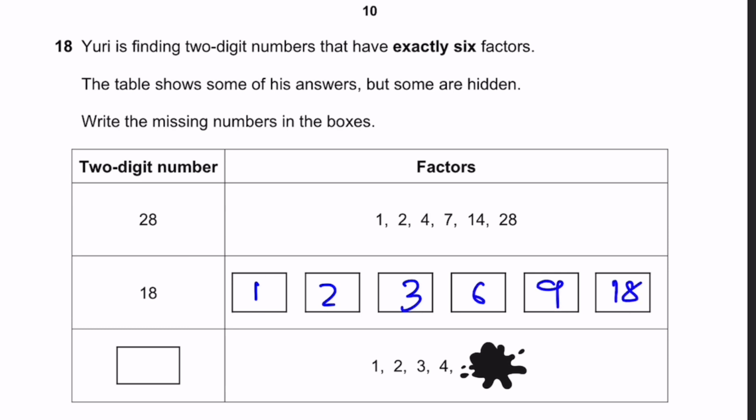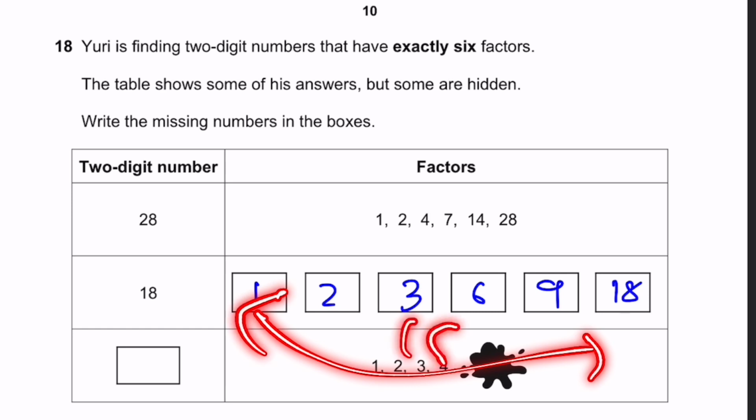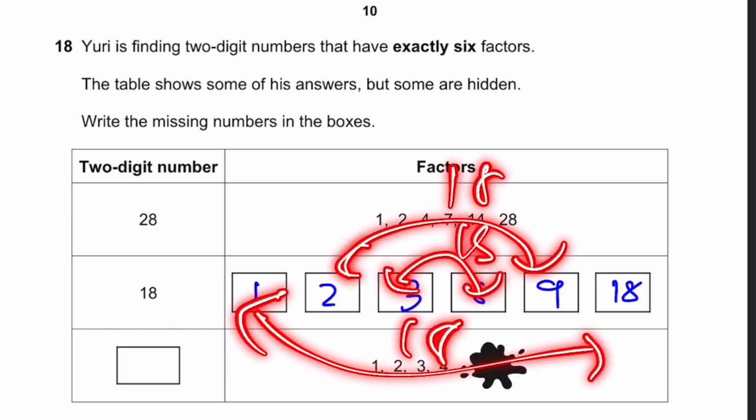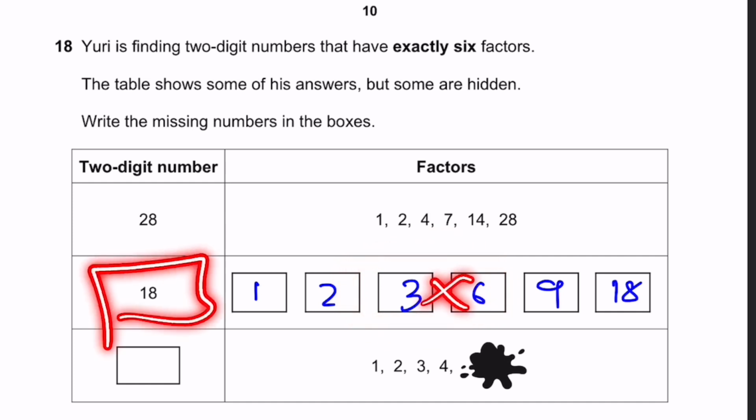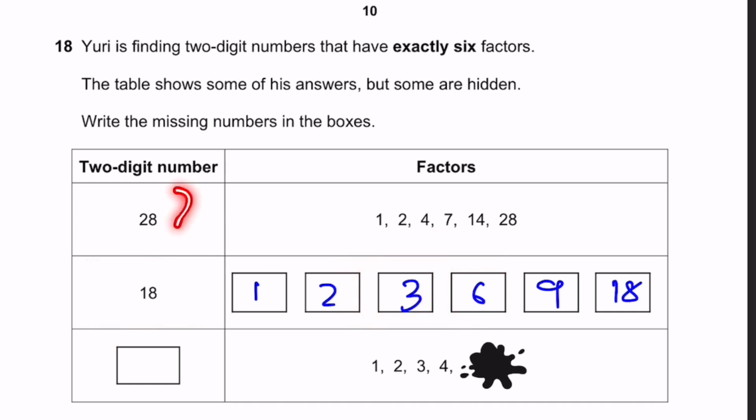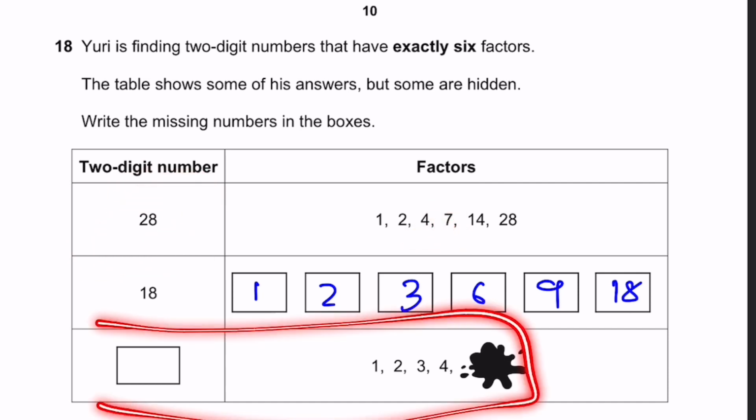How did I get this? 1 into 18 is 18. 2 into 9 is 18. 3 into 6 is 18. There's just one more rule. The middle 2 factors, which are these 2 in this case, when you multiply them, we always get the actual number. Even in 28, the middle 2 are 4 and 7. Multiply them, we get 28. You can use the same rule for this one as well.